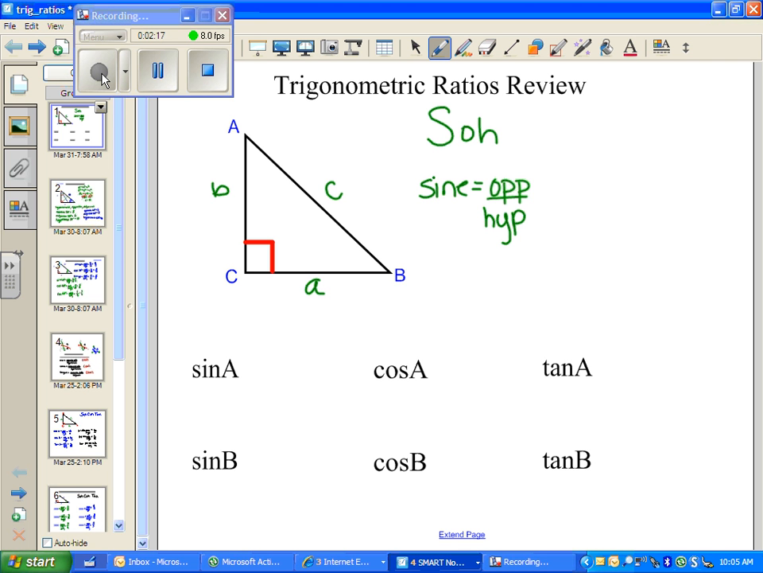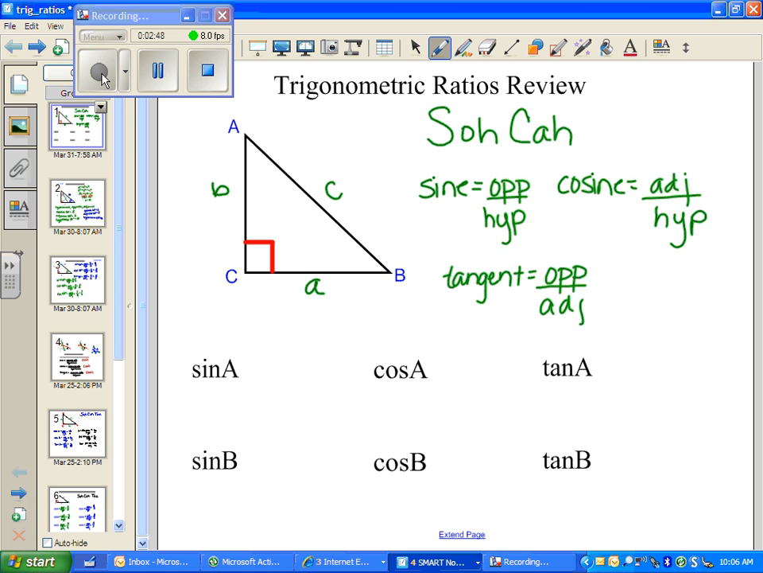What does cosine equal? Grant? Adjacent over hypotenuse. And what does tangent equal? Raymond? Opposite over adjacent. Tangent equals opposite over adjacent. So that's where TOA comes from.